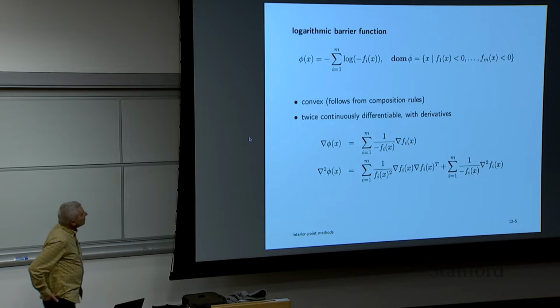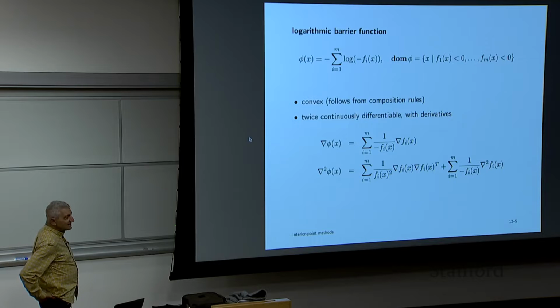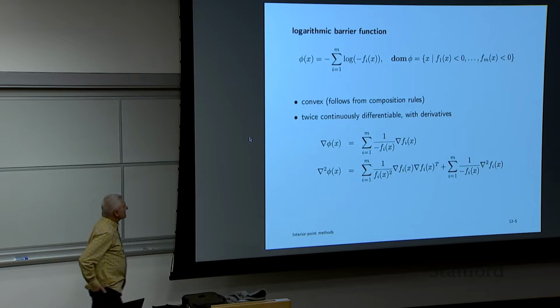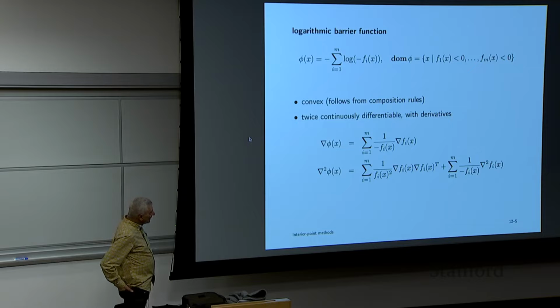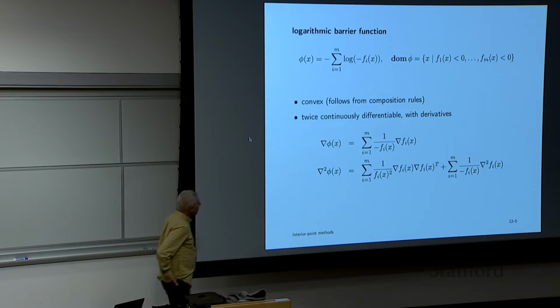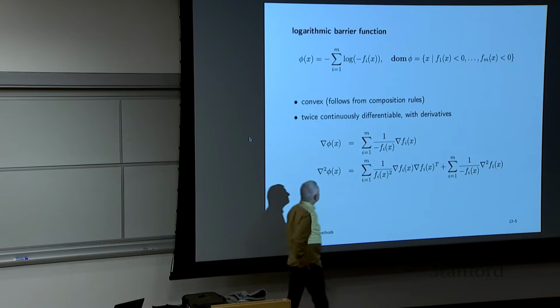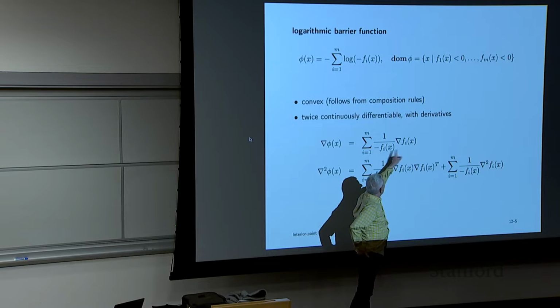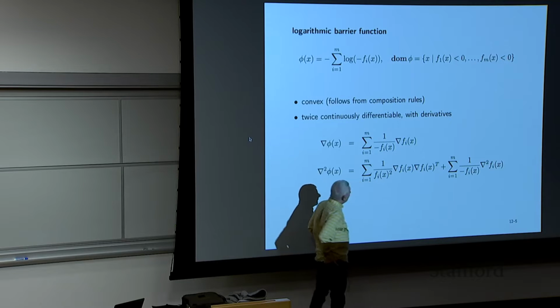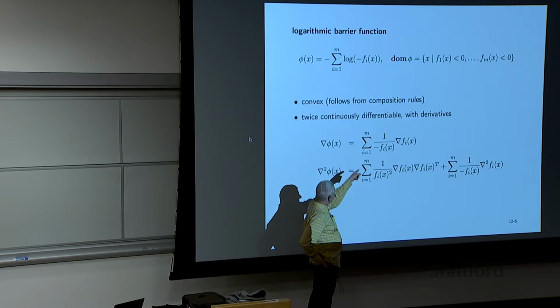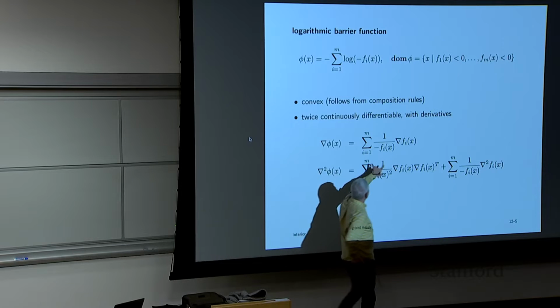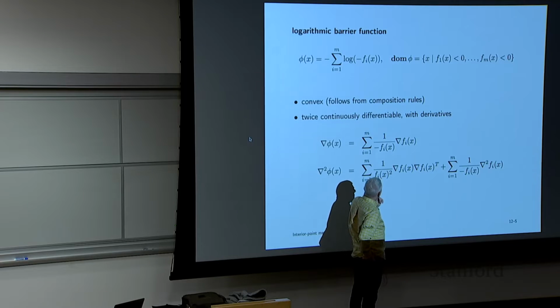So this log barrier function is the sum of minus log of minus fi. And of course it's convex, and we'll write down what its derivatives are. The derivatives are basically the sum of the gradients of the functions, scaled, where fi of x is negative. So you should interpret this as the margin.